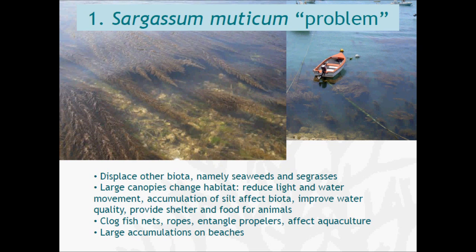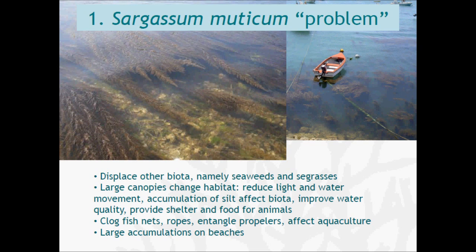So what's the problem? The problem is that it displaces other biota, mainly seaweeds and seagrasses, because in the Rio Formosa lagoon, actually, these plants developed in a seagrass meadow. Because they have large canopies, they alter the habitat, they alter the hydrodynamics, there is lots of sedimentation, and they reduce the light to the bottom. There is accumulation of silt that can affect biota. Lots of this can be organic matter, so there are all the eutrophication problems in the bottom.